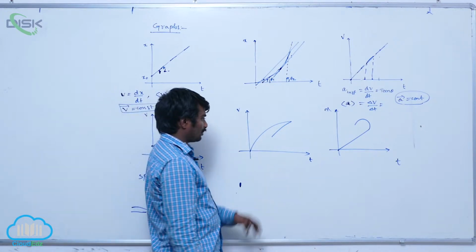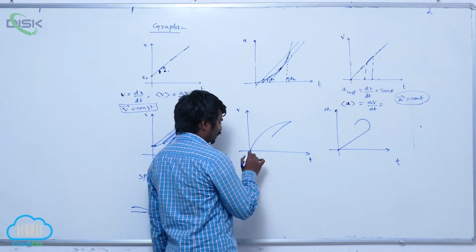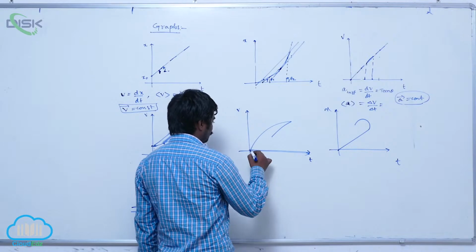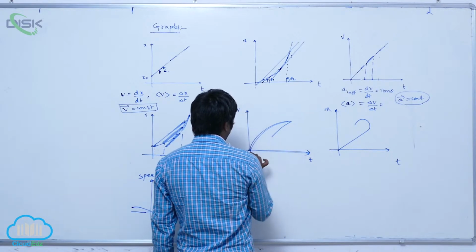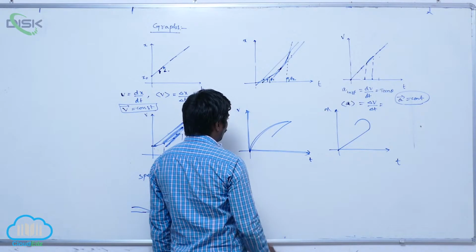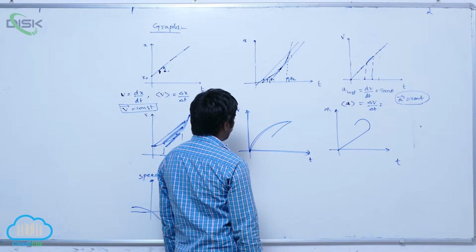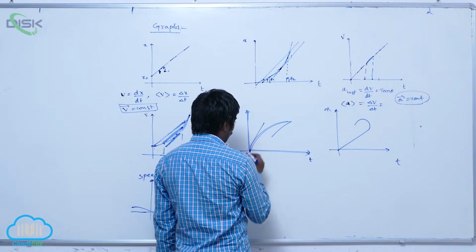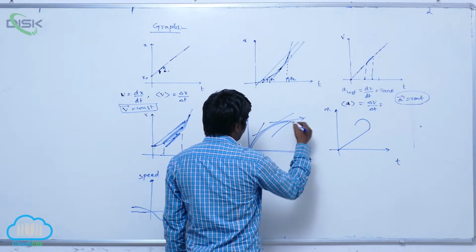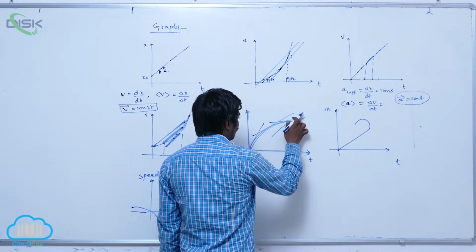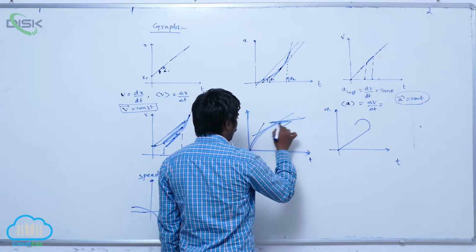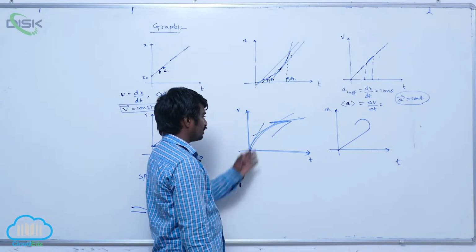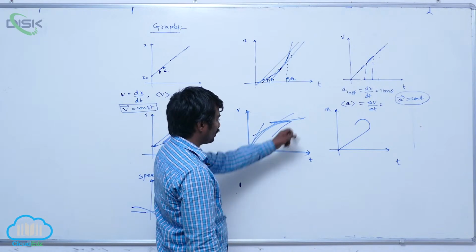Now this velocity time graph, here what happens? Time only increases, there is no decrement of time. So here in this graph, the velocity value gradually increases, and the slope of this tangent decreases. The slope of the tangent gives you acceleration, so the acceleration value decreases. That is what we can understand up to here.